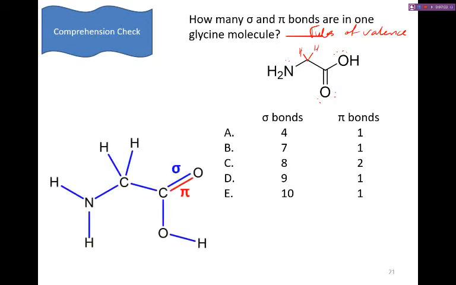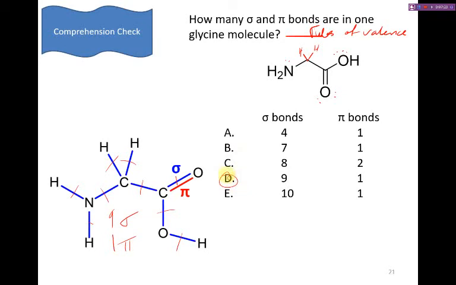So if we draw out this molecule, we can see that we have a total of 1, 2, 3, 4, 5, 6, 7, 8, 9 sigma bonds and a single pi bond.